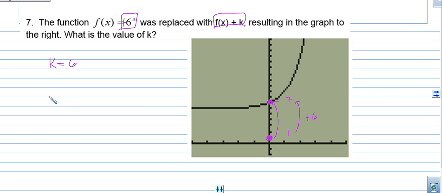The second way is you can look at the asymptote. And so the asymptote normally would run at 0, but it's been shifted, and so now it's up here, and it's been shifted up. And if you look where the line goes across and continues going, this number right here is positive 6. So this also is the same number that you get when you do the shift on the y-intercepts. So it also provides an answer of 6. So the answer for number 7 is k equals 6.